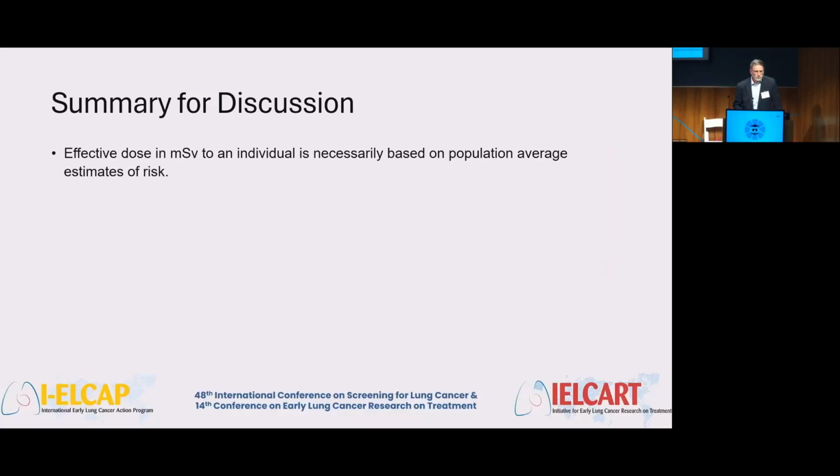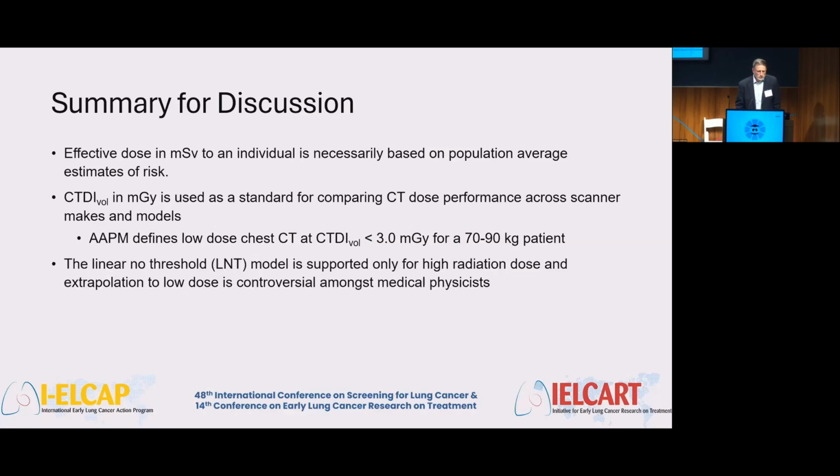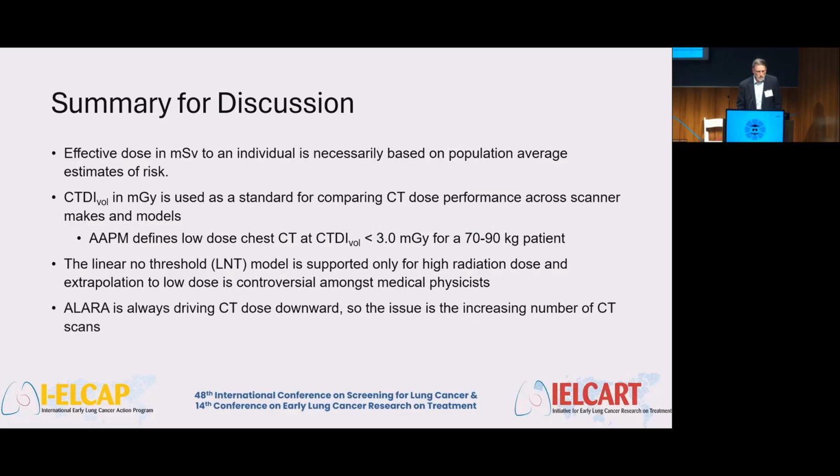All right, effective dose in millisieverts to an individual is necessarily based on population averages and estimates of risk based on populations. CTDIvol in milligray is used as a standard for comparing CT dose performance across scanner makes and models. And AAPM defines low dose chest CT as CTDIvol less than 3 milligray for an average patient. And the linear no threshold model is supported only for high radiation dose. We talked about that earlier. ALARA is always driving CT dose downward.